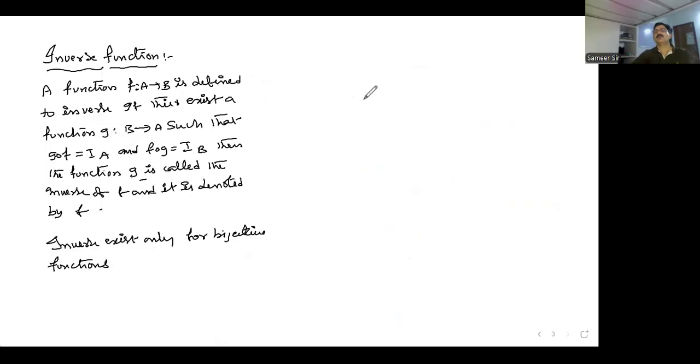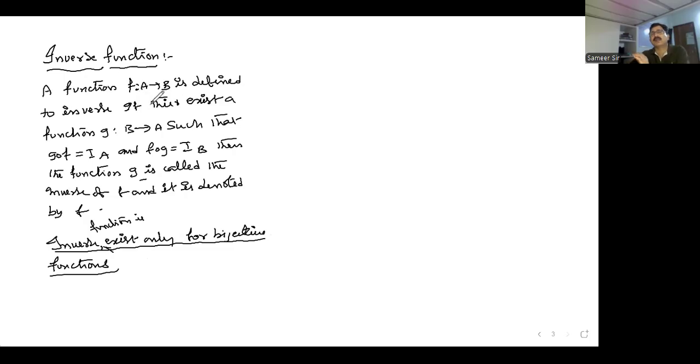Next, we'll do some more questions based on composite functions later on. But now I want to introduce the remaining functions. So, inverse function. What is that inverse? An inverse exists only for bijective functions. You remember that. This is the most fantastic statement. Inverse function exists only for bijective functions, not for others.